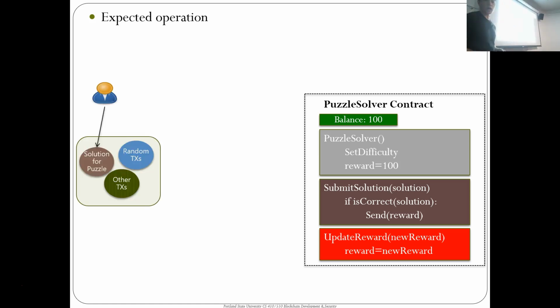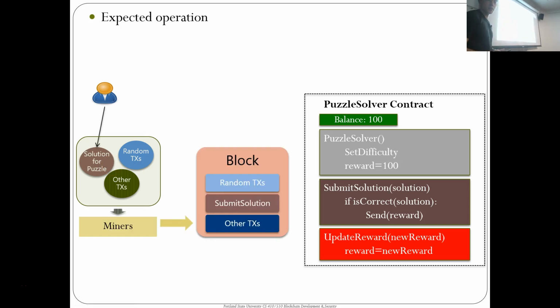And so here is a legitimate user, found a solution to this puzzle over here on the left, submits it to a block, and the block has a bunch of other transactions in it. And then that gets validated. So the miners will mine this block. And because submit solution has been called, you'll hit this thing on the right. And then you'll be sent a reward. And then you'll get your 100. So that is what you expect to have happen in this scenario.